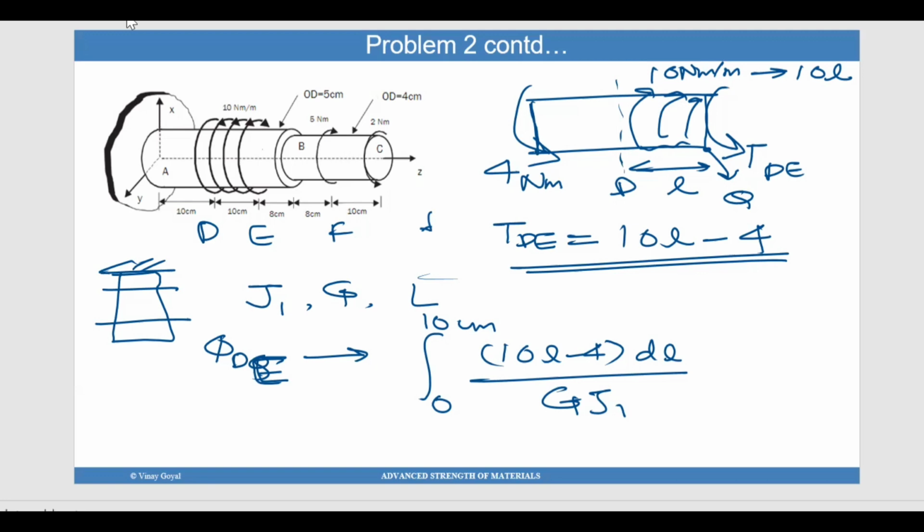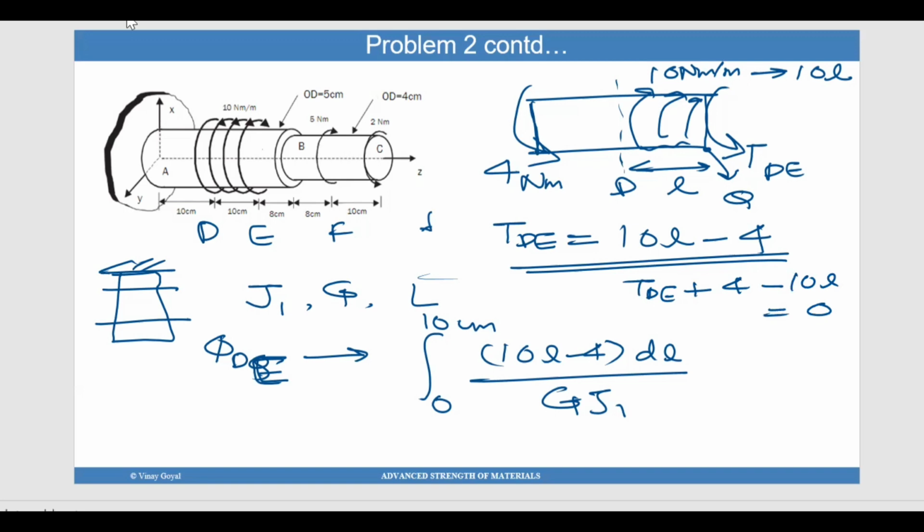So you have to do a force balance here, right? So you see T_DE plus 4. T_DE and 4 are in the same direction, right? Minus 10 L. Oh my gosh, thank you. Sorry, that makes so much more sense. Thank you. So that will give you whatever this is.